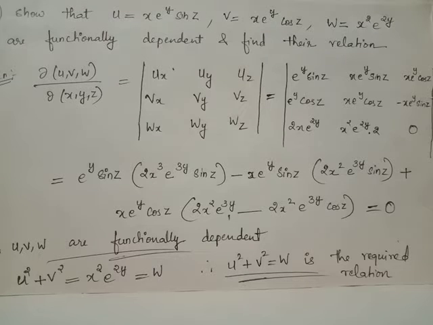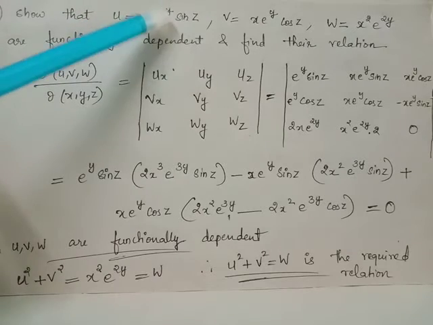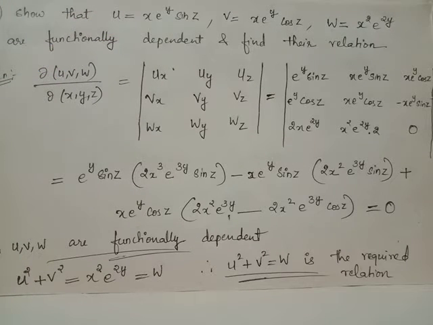We have dou u by dou x equals e raised to y into sin z, and dou u by dou y equals x e raised to y into sin z, because the derivative of e raised to y is e raised to y itself, and dou u by dou z equals x e raised to y into cos z, because the derivative of sin z is cos z.